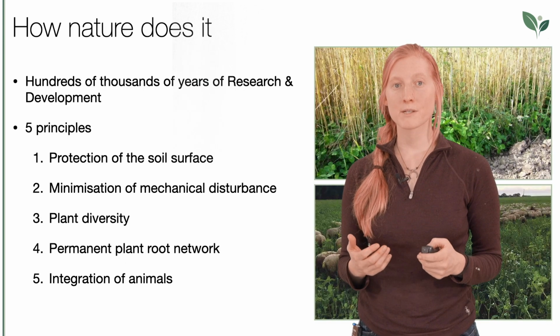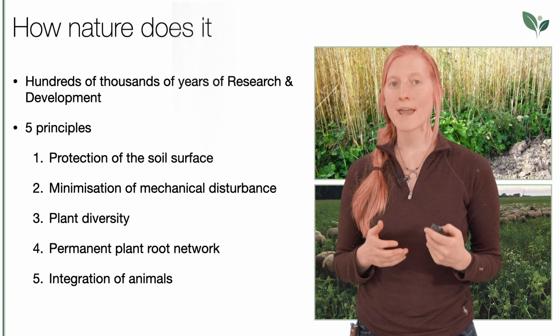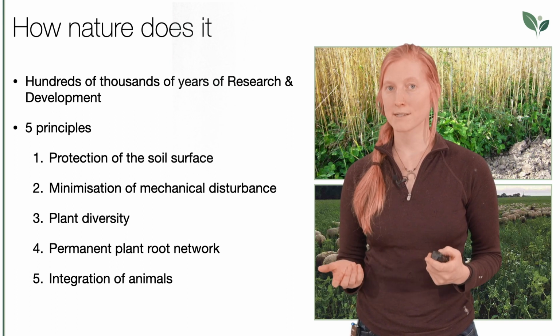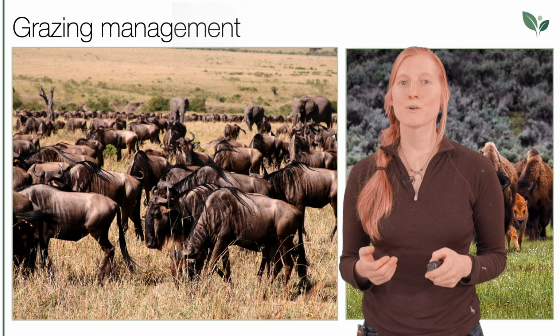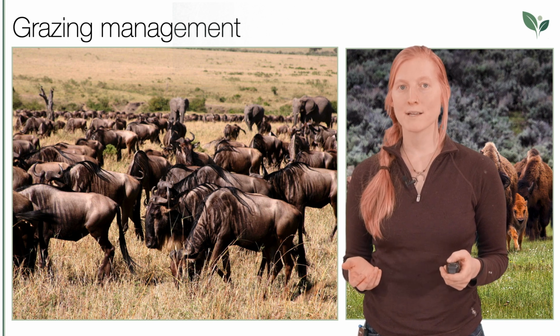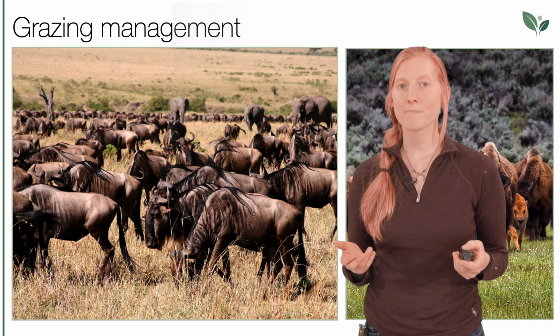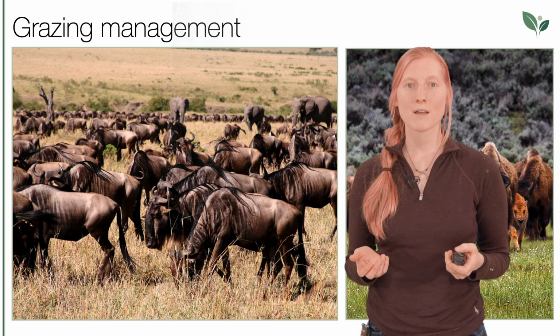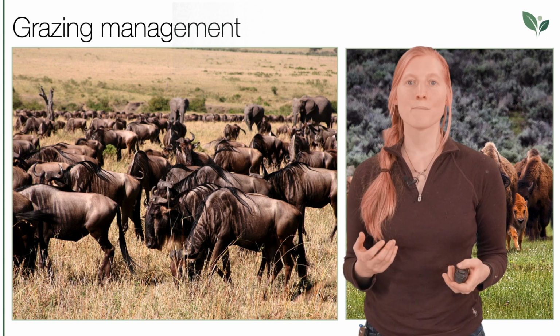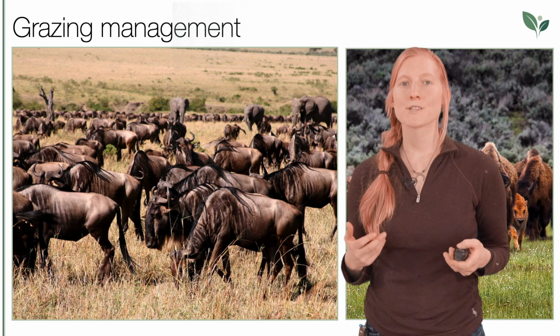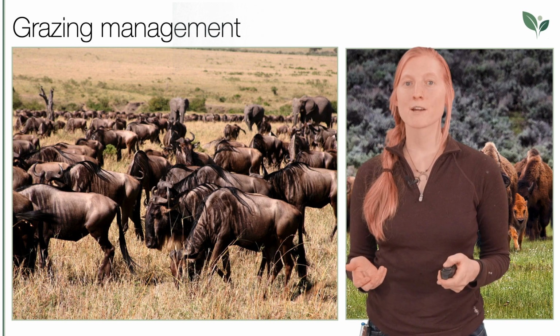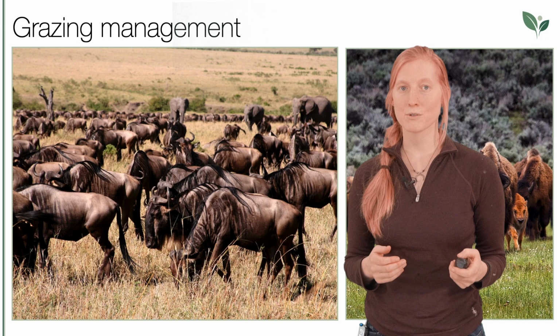The fifth principle concerns the integration of animals into our agricultural practices. The richest soils on Earth, the Great Plains in the US, the soils of the Masai Mara and the Serengeti in East Africa, the productive soils of Eastern Europe, have been built over hundreds and thousands of years in a symbiotic relationship of grasses and animals.